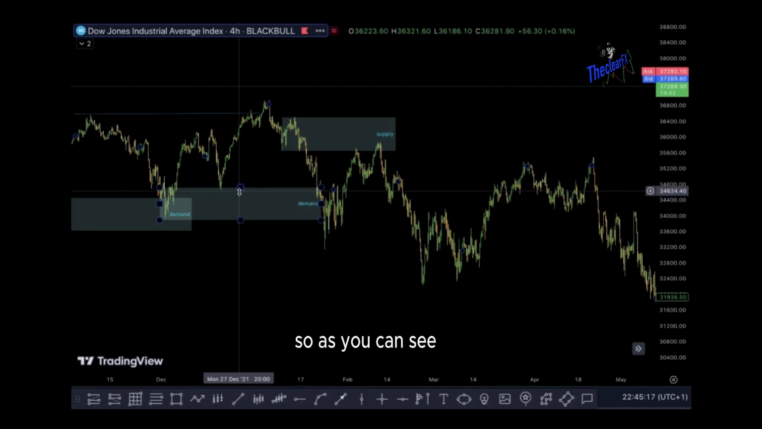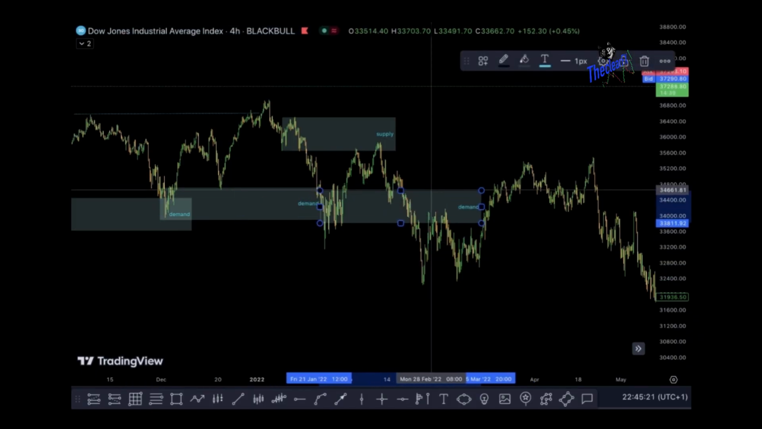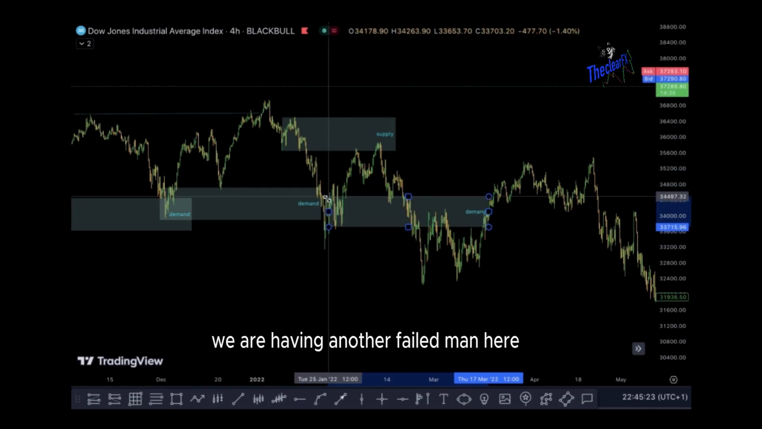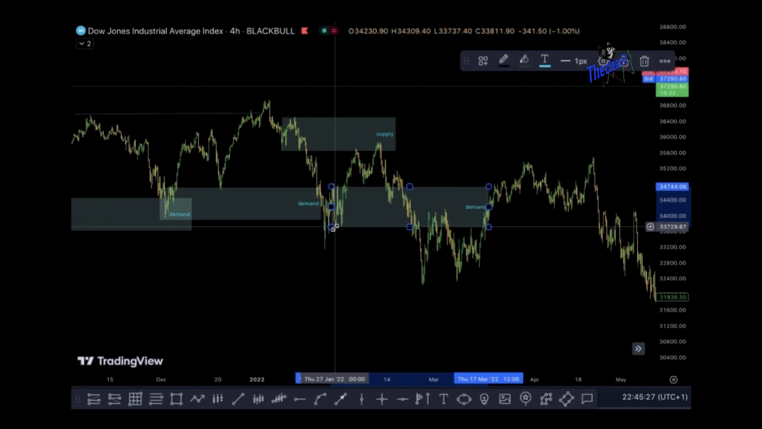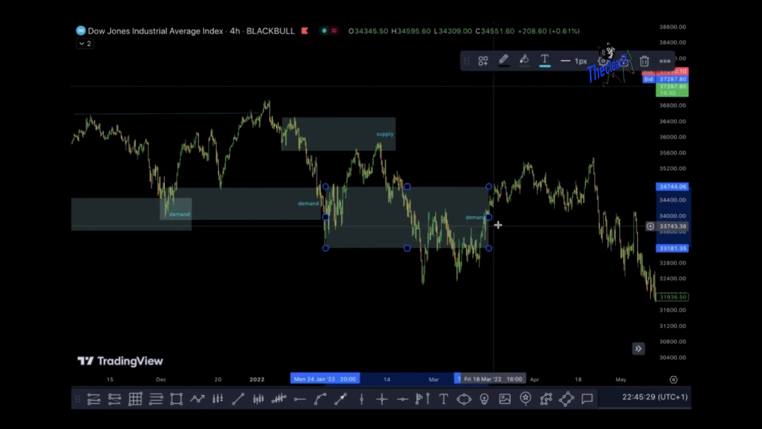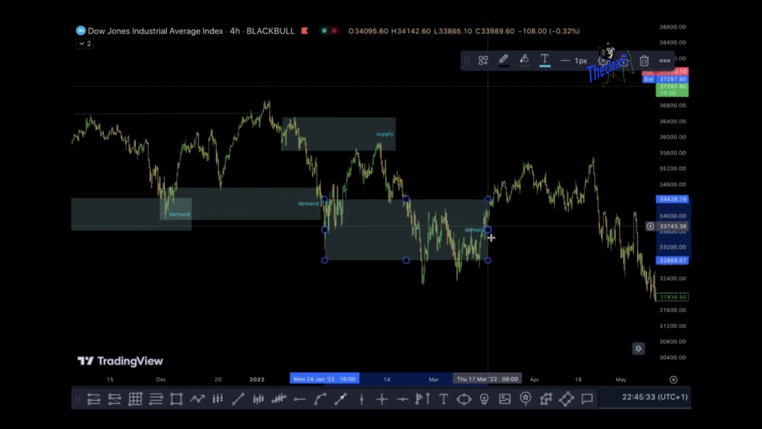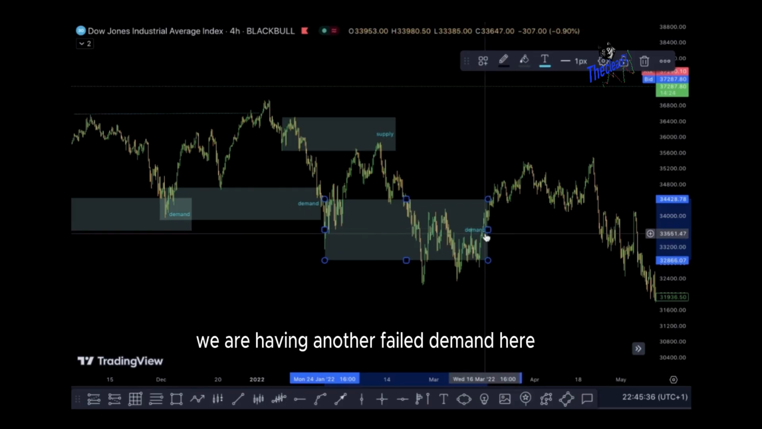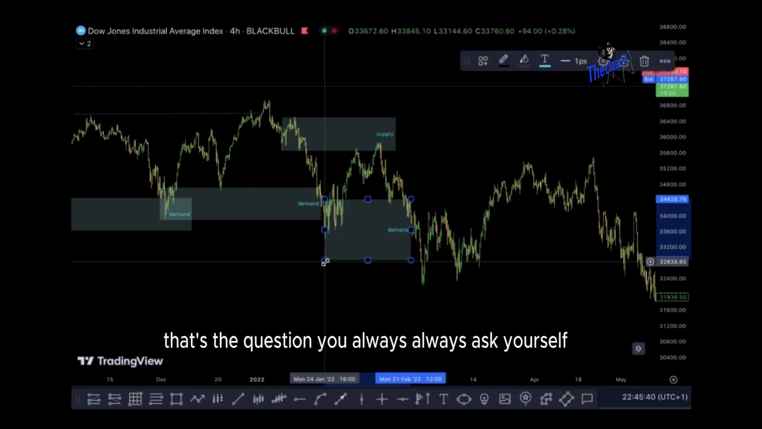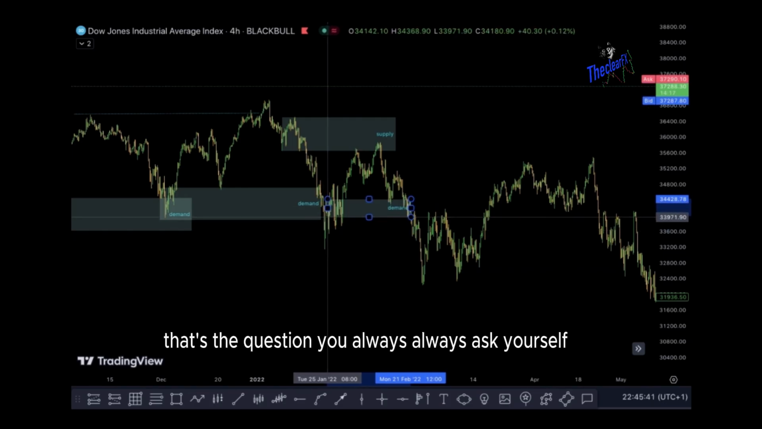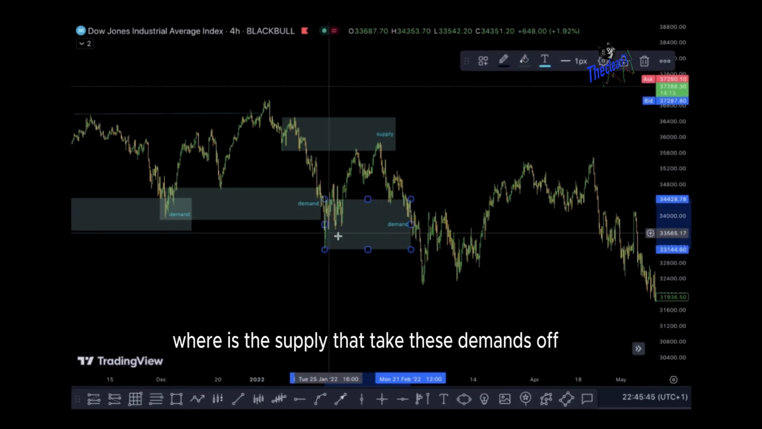So as you can see, we are having another failed demand here. So where is the supply? That's the question you always ask yourself. Where is the supply that take this demand zone?